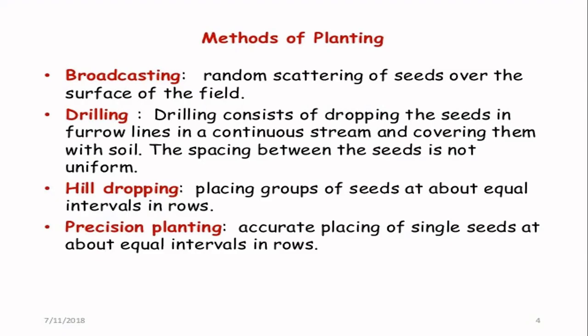And covering them with soil. The spacing between the seeds is not uniform. Okay, here they said a uniform pattern is not there, but drilling is a mechanism of dropping the seed in furrow lines in a continuous stream and covering them with soil. Hill dropping: placing a group of seeds at about equal intervals in a row.